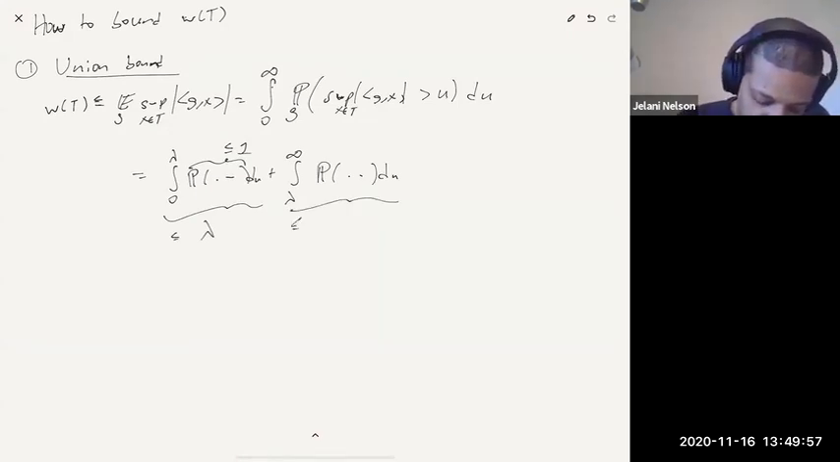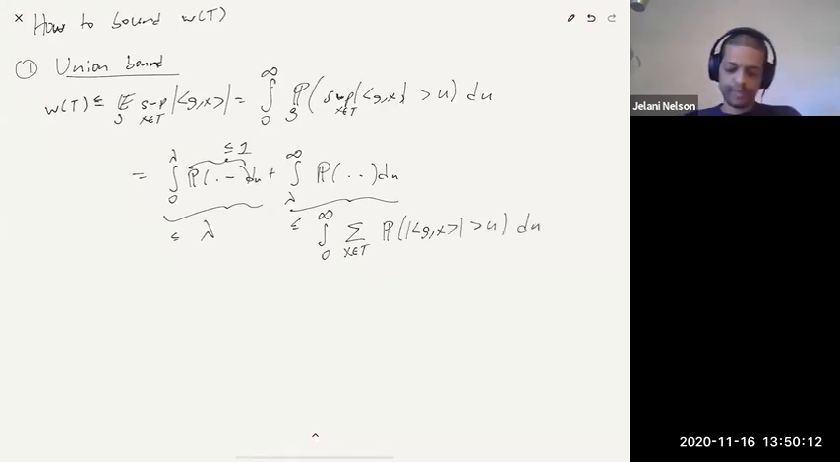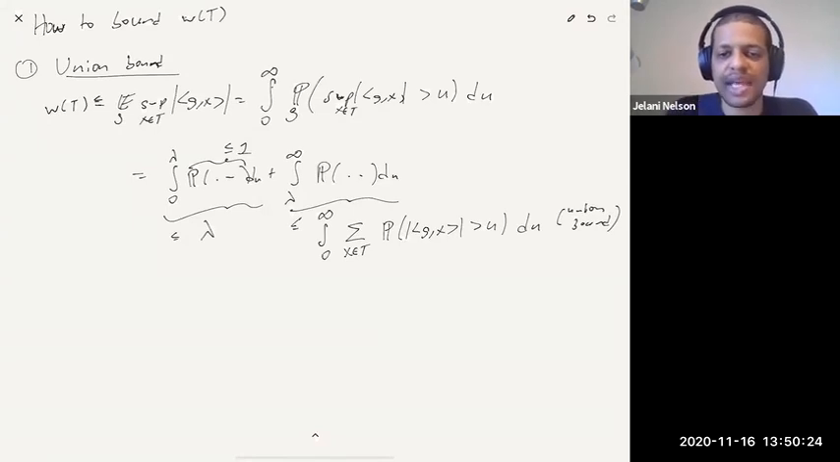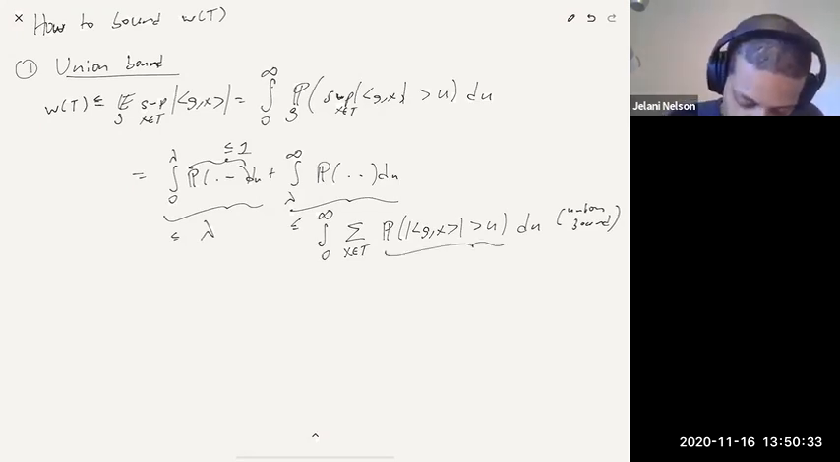So this is at most the integral from 0 to infinity of the sum over all x in T of the probability that G dot x is bigger than u, du. So this is the union bound. I did a union bound over all x. This I can just use Gaussian decay. G dot x is a Gaussian with variance 1. What's the probability that a Gaussian is bigger than u? It's like e to the minus u squared. So this is at most, this is just a property of the tail bound of Gaussians, 2e to the minus u squared over 2 or something.